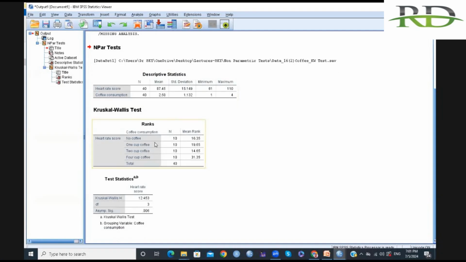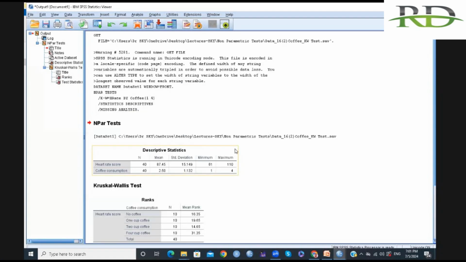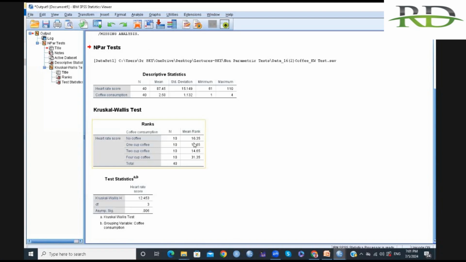So now see, these are the ranks. You can see this is a little bit informative. So you can have an idea which one is going to be significant. Now you can see here the test, it is significant. Since it is significant, we should go for the post hoc test as well. But you can have an idea from this that this is going to be significant.